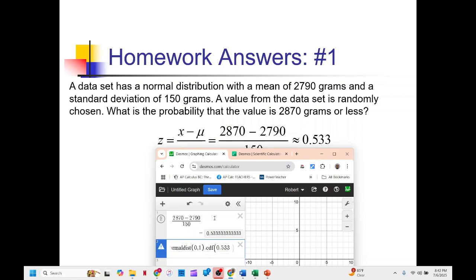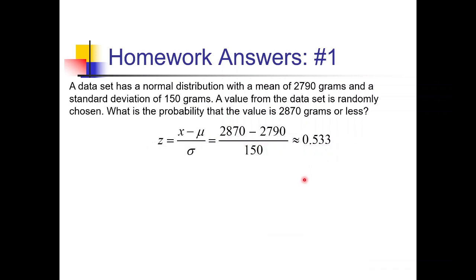And this is going to come out to roughly 0.703. So 0.703 then, that's the probability that a randomly chosen value in this normal distribution is going to be less than or equal to 2870.